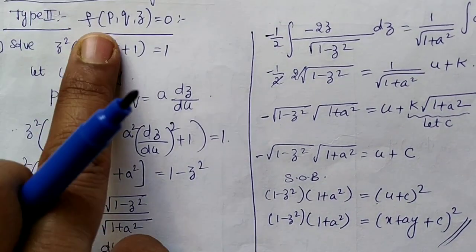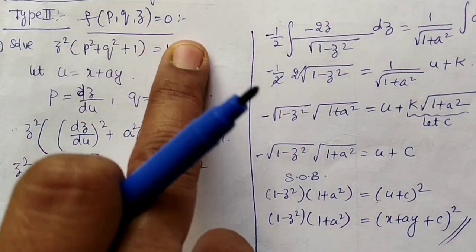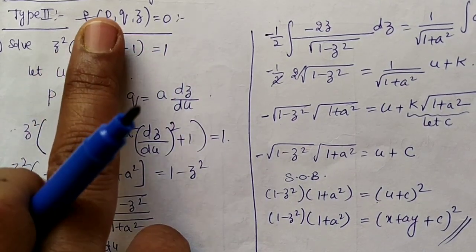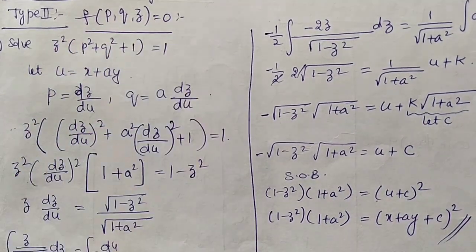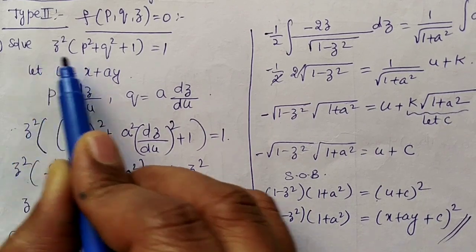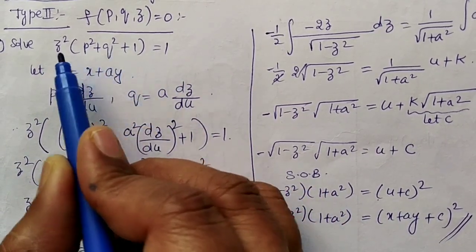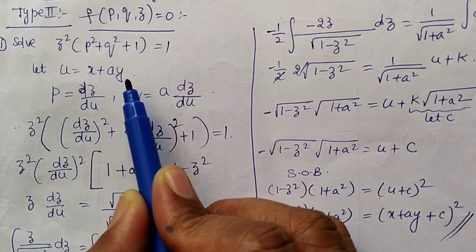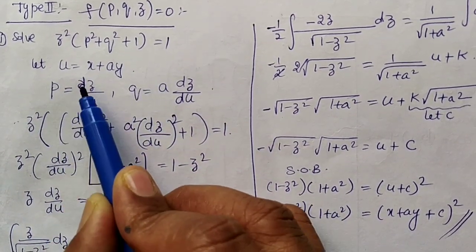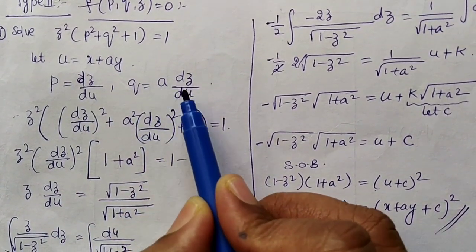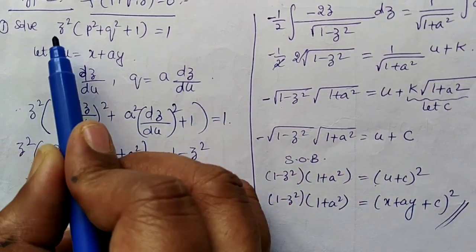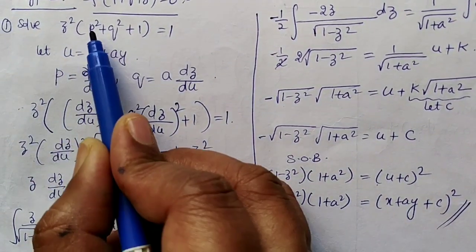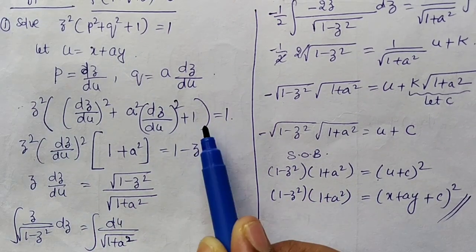Type 2 is f of p comma q comma z equal to 0. So the function will have p, q and z. If you observe the question, p, q, z is there. So for that, the procedure is to assume u equal to x plus a y. P means dz by du, q means a into dz by du. Substitute in the question: z square, p means this one, q means this one, you substitute.